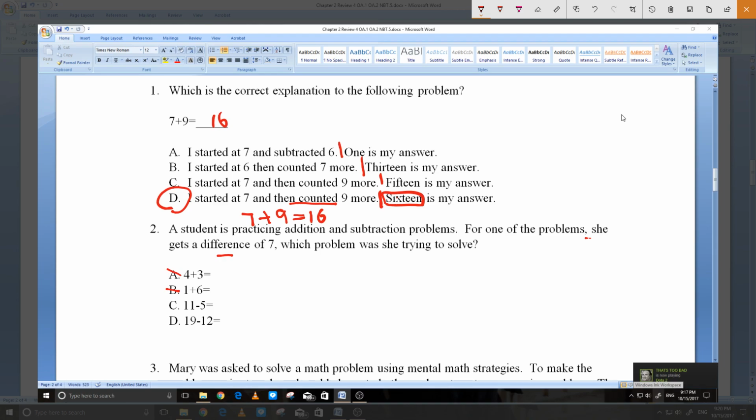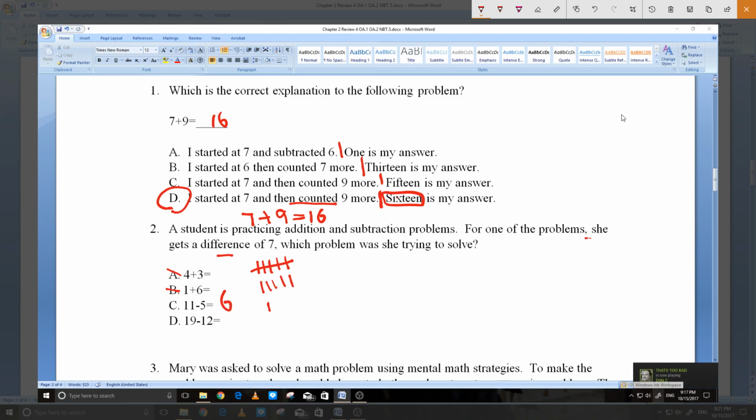And let's just see which one would actually equal 7. Just work it out between C and D. 11 minus 5. Now I'm going to draw tally marks this time. 1, 2, 3, 4, 5. I would always skip a line. 6, 7, 8, 9, 10, and 11. I'm going to take away 5, so the whole first line. And let's count. 1, 2, 3, 4, 5, 6.